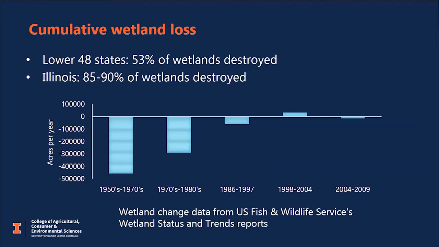The chart at the bottom shows data from the periodic reports from the U.S. Fish and Wildlife Service called their Wetland Status and Trends Reports. And these data show for different time periods, acres of wetland change on an annual basis. And so mid 50s to mid 1970s, on an annual basis, we were losing over 450,000 acres of wetlands per year.